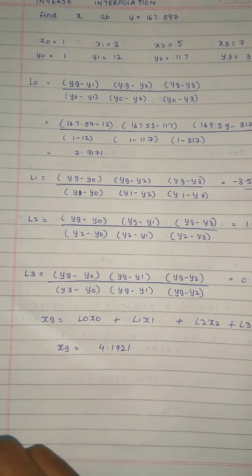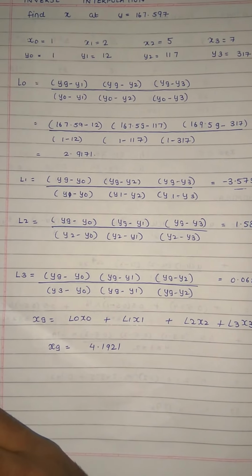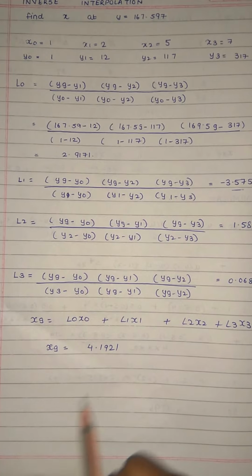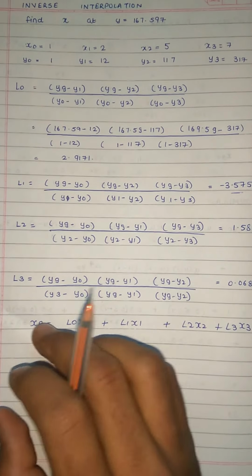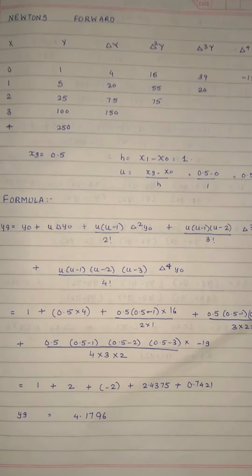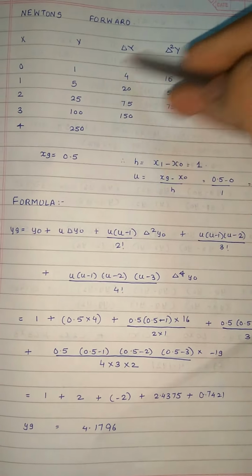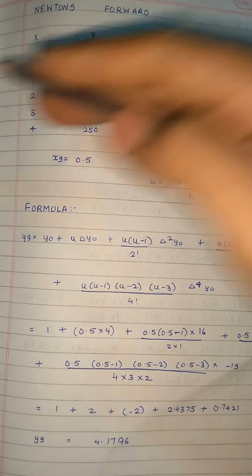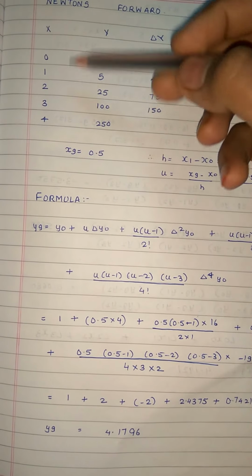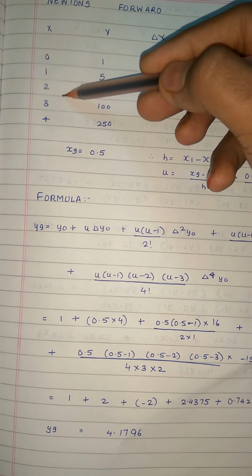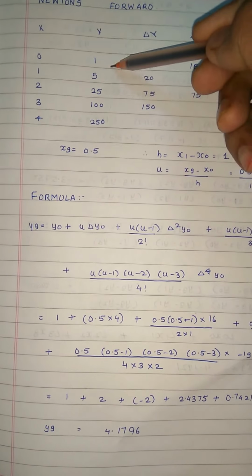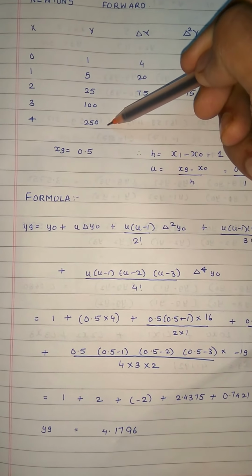Let's see the last type of the numerical, which is Newton's forward table, which is a little bit longer and lengthier, but it is also very easy. In this particular numerical, you will be given the table x and y. All of this is to be found out. So x is given, y is given. Similarly x0, x1, x2, x3, x4, y0, y1, y2, y3, y4.